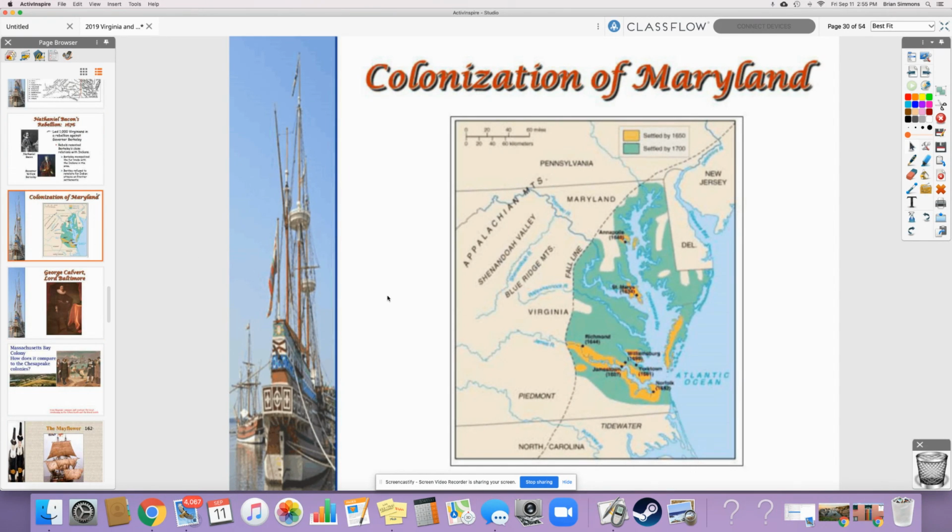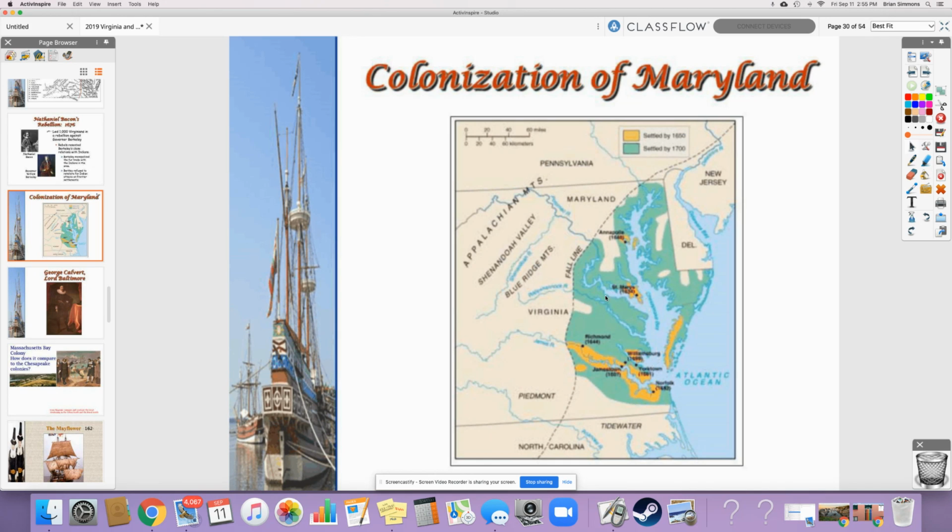Briefly, I want to talk about Maryland. Maryland also being part of the Chesapeake. The very first colony in our colonial establishment in Maryland is St. Mary's. You guys may have gone there in fourth grade. St. Mary's is founded in 1634, and it's going to expand from there.